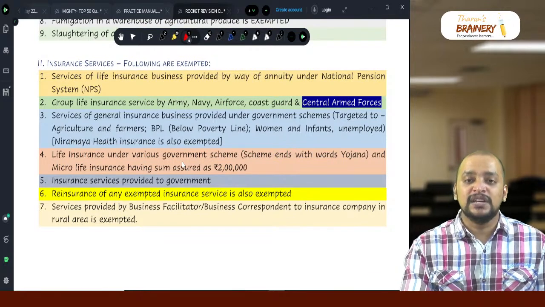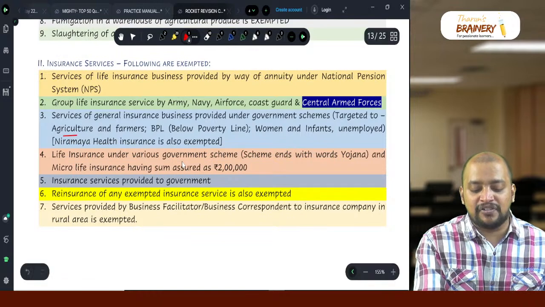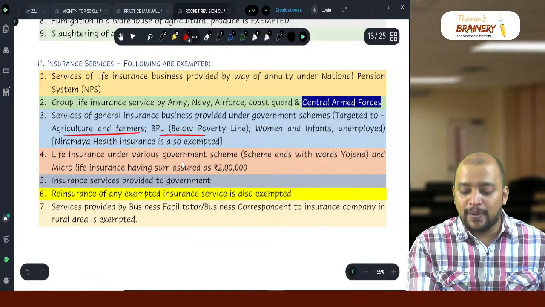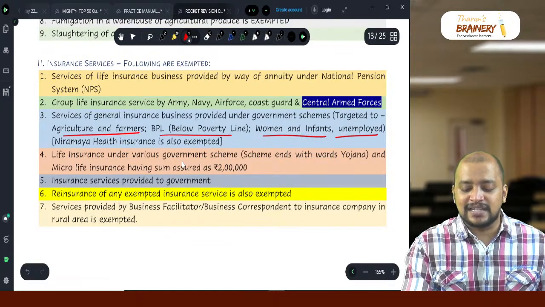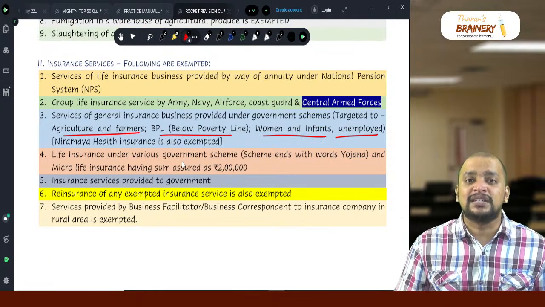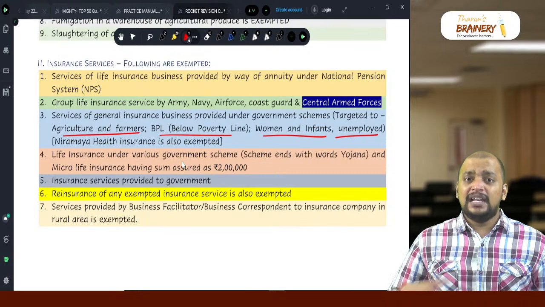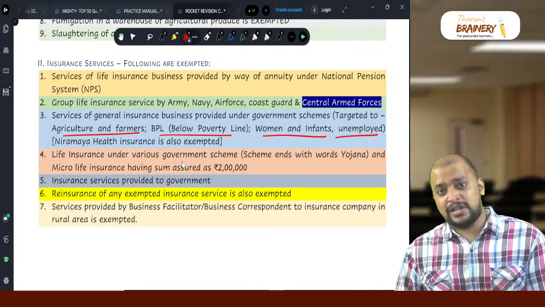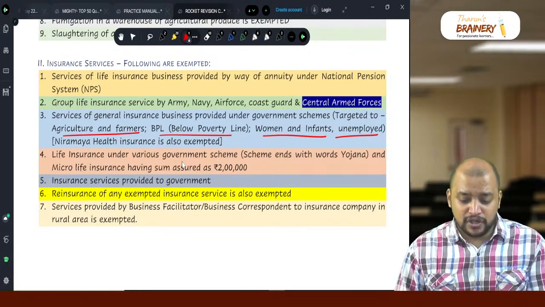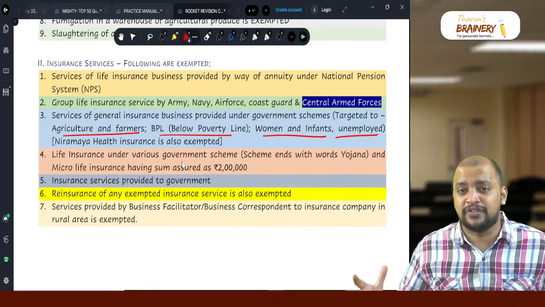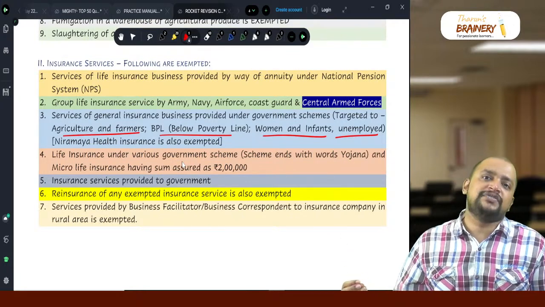So what are those schemes? These schemes are mainly targeted at agriculture and farmers, below poverty line, women and infants, and the unemployed. Okay, apart from this, Nirmaya health insurance is also exempted. Then life insurance is also the same way. There is an insurance company providing life insurance services under government notified schemes. So what are government notified schemes?